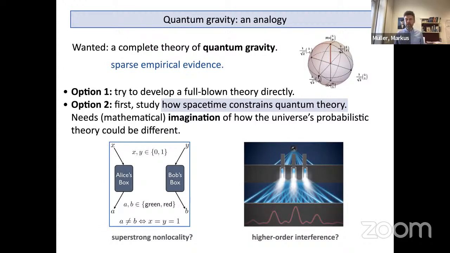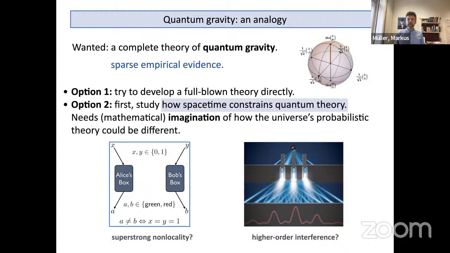So one way in which this could be different, for example, is that you could have something like super strong non-locality. You can think of non-local boxes, something like Popescu-Rohrlich boxes, that give you violations of Bell inequalities that exceed those that are possible within quantum theory.